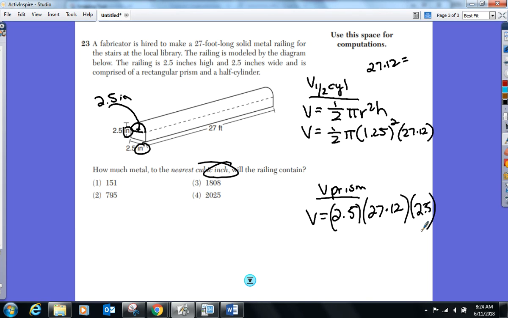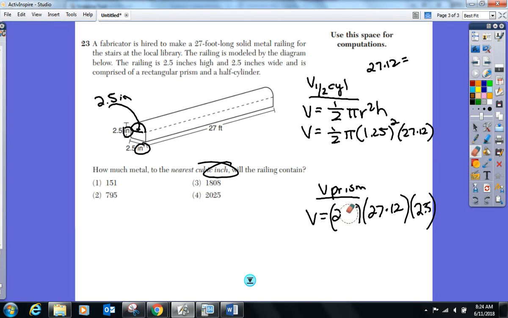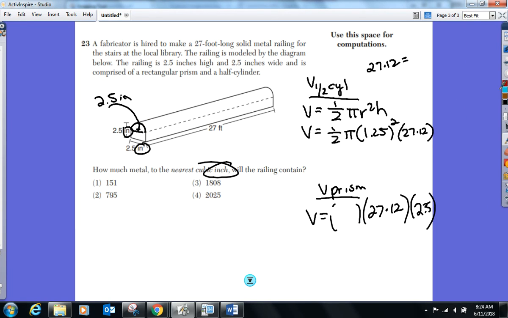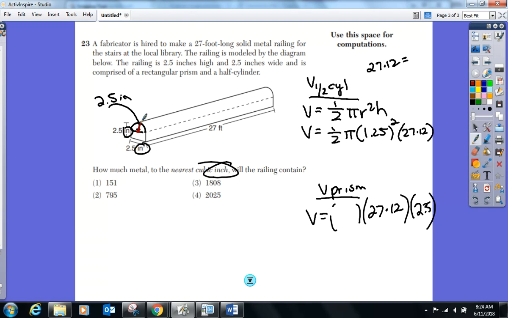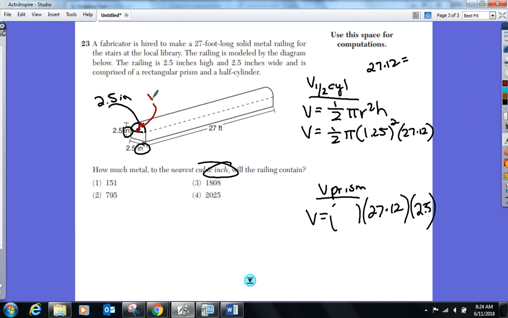You don't know the height for the prism. Oh, sorry. That should be 1.25. Wait, but how do you know that that's directly in that? Because here you go. This was the diameter of 2.5. That means the radius from here up is also 1.25, which means the remaining part, the height of the prism, also has to be 1.25. So it should be 1.25 for the height. Okay? Good question, Evan.